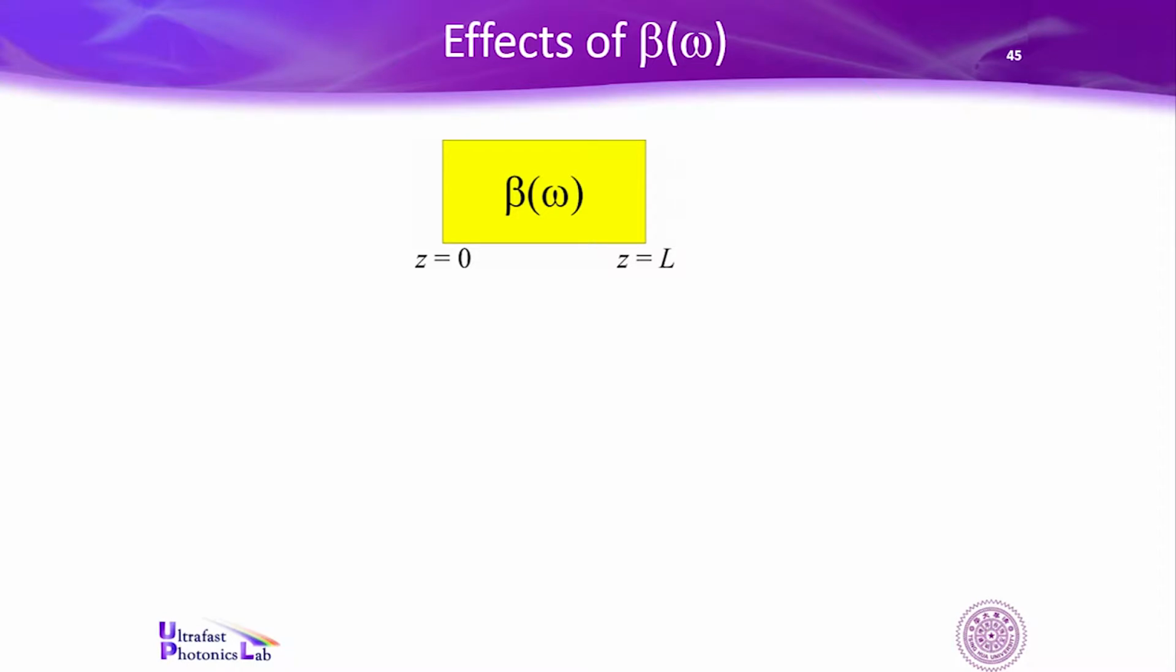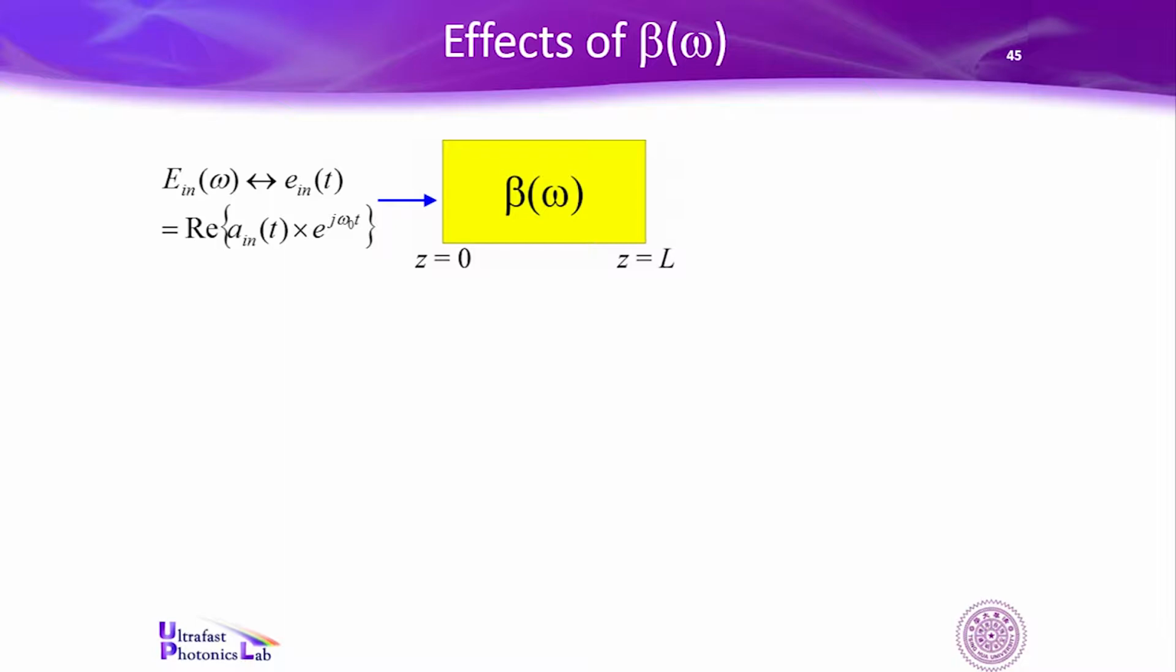Okay, so with Taylor series expansion, then what are the effects of beta of omega? For example, we have a piece of dispersive medium with a thickness L, and the medium has propagation constant beta of omega. In general, we can send an input light. The spectrum is big E sub in of omega. The time domain function is small e sub in of t. This is your input electric field as a function of time.